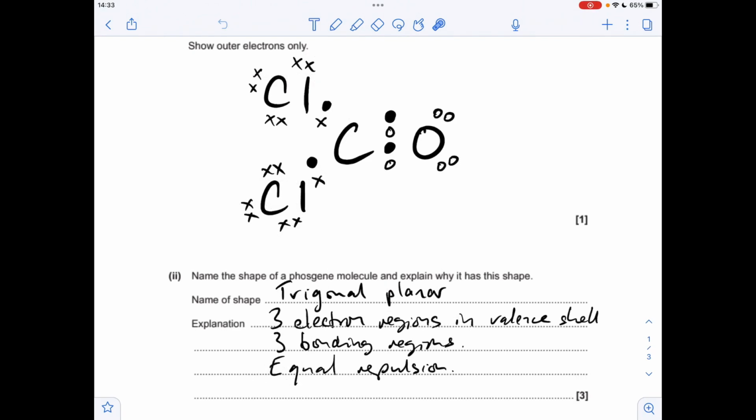So moving on to the shape, it's a trigonal planar shape. Why is that? Because we have 3 electron regions around that carbon. They're all bonding regions, and so we have equal repulsion.